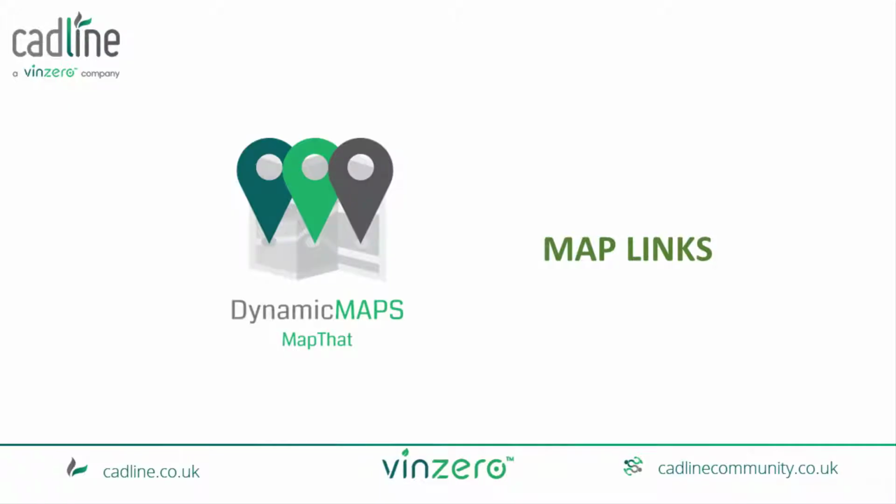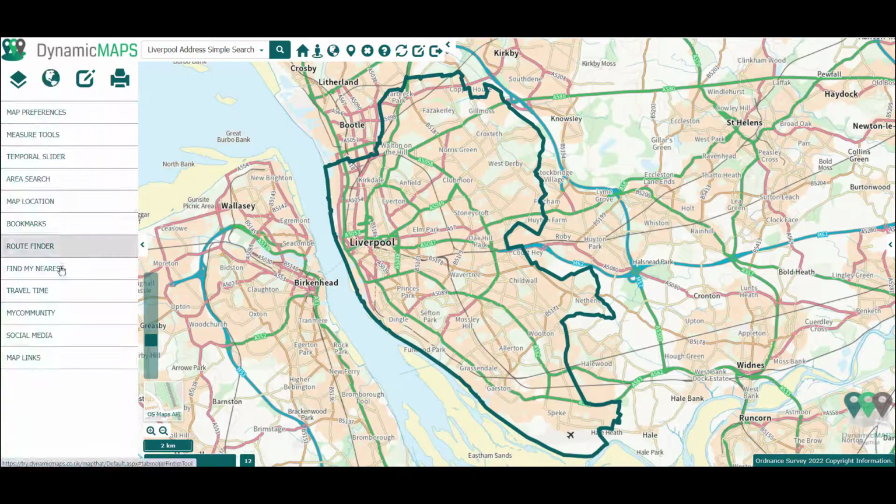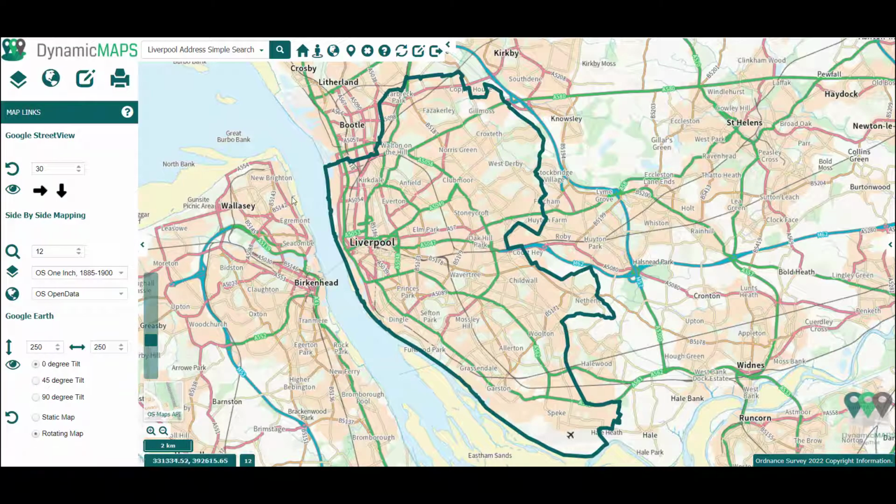Welcome to this Cadline Dynamic Maps video, where we'll be looking at the Map Links tool within MapThat. The Map Links tool is available from the Map Tools menu and has 3 sections including Google Street View, Side-by-Side Mapping and Google Earth.